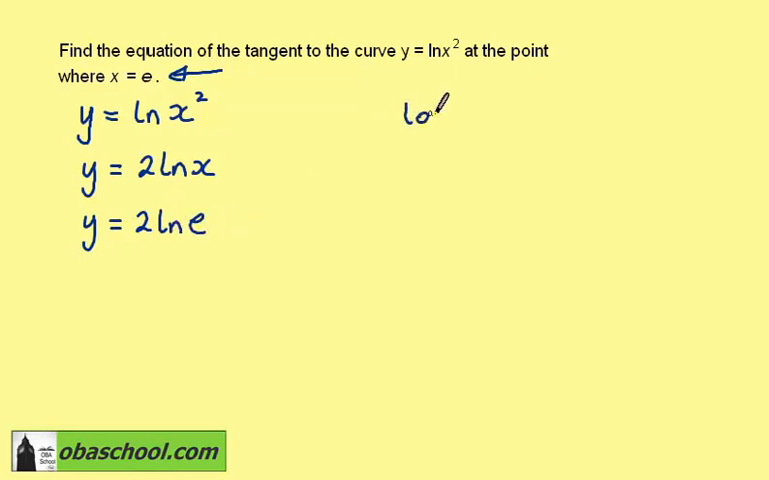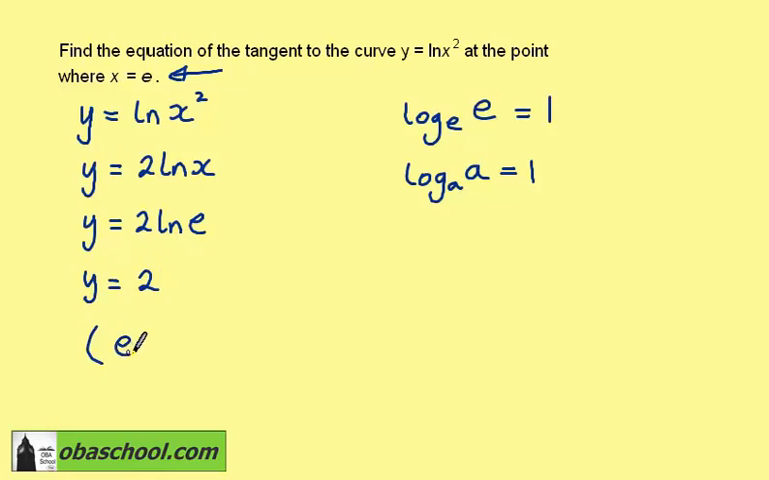Remember, ln is the log to the base e, so we have log to the base e of e. In general, we know that log to the base a of a is equal to 1. So log to the base e of e must be equal to 1. If ln e is equal to 1, this gives us y equals 2. So the point on the curve at which we are interested is the point (e, 2).